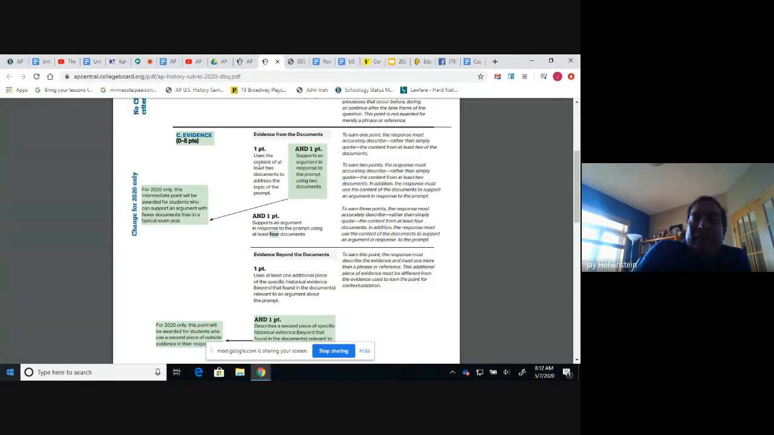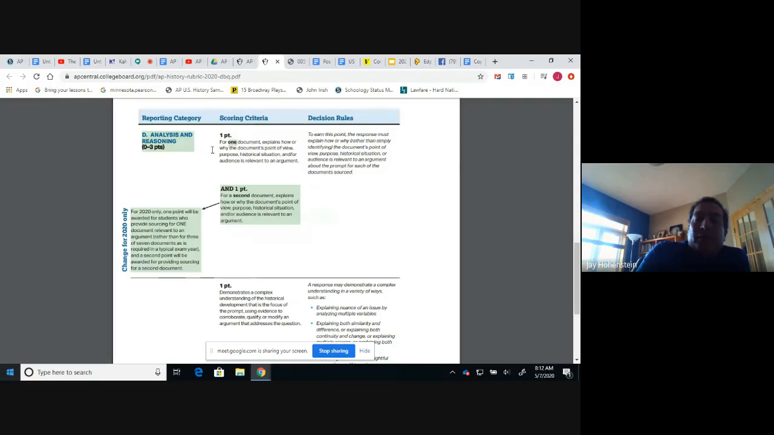In attempting that, I should be able to earn this first point without any problem, because that's going to come from just summarizing the documents. And if I do that twice, I earn that point. We're shooting higher. We want to figure out how we use these documents to really effectively support answering the full question of the DBQ.